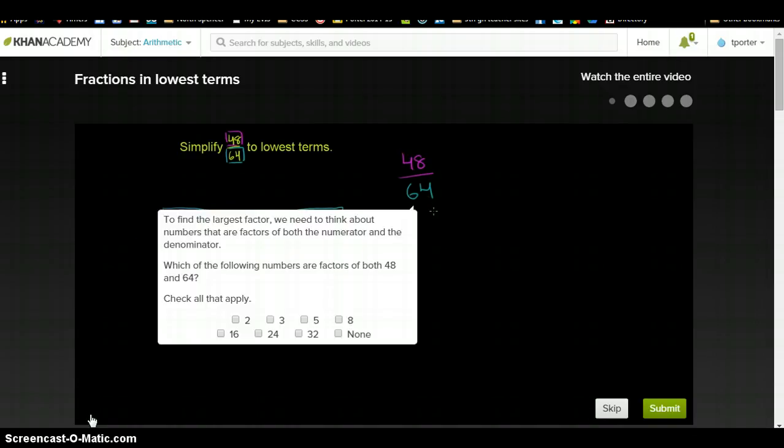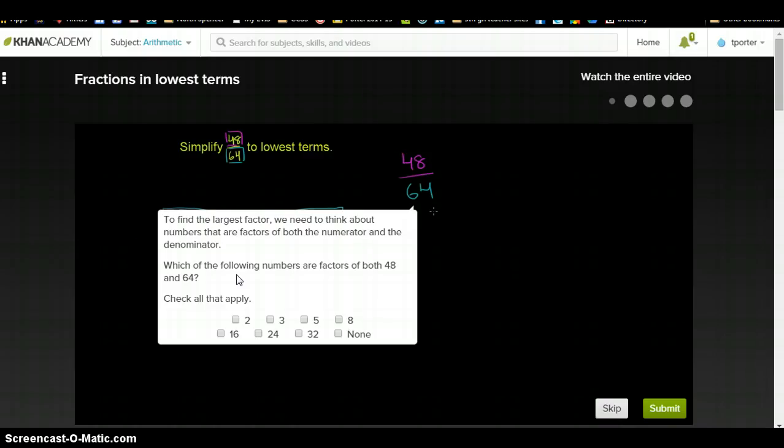Okay, so here's the next question that pops up. It says, to find the largest factor, we need to think about numbers that are factors of both the numerator and the denominator. So this relates back to common factors. Yeah, we're trying to find that. So it says check all that apply. So you should have 48/64 on your page. You should have that candy bar drawn with a line. And now it says check all that apply. Which of the following numbers are factors of both 48 and 64?